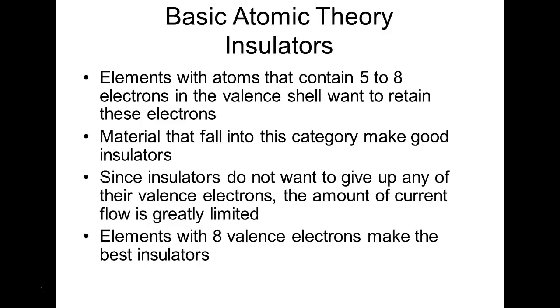Insulators, elements with 5 to 8, make good insulators. Of course, the best would be one that's got 8 out there. You don't want to bond with any. If it's got 8 electrons out there, it doesn't bond covalently. It bonds some other way. Chemically, we have chemical bonding, covalent bonding, and there's another one: hydrogen bonding.